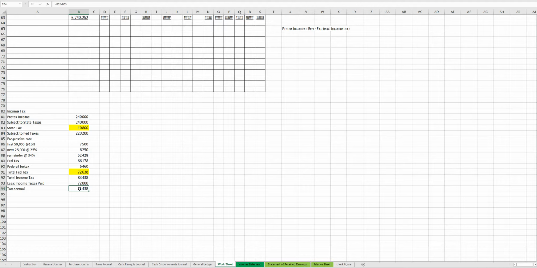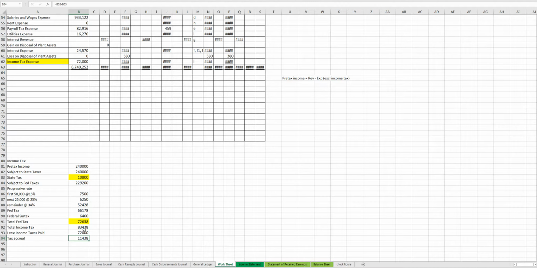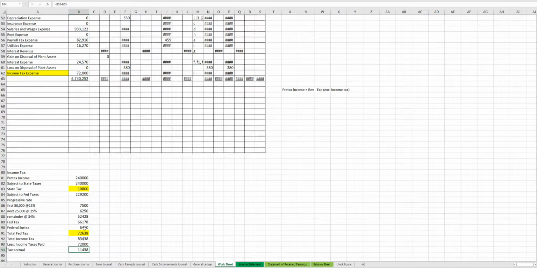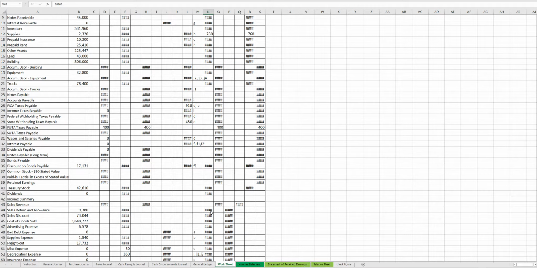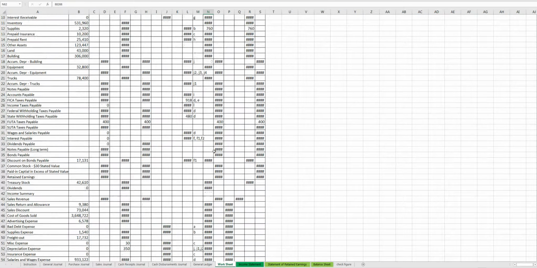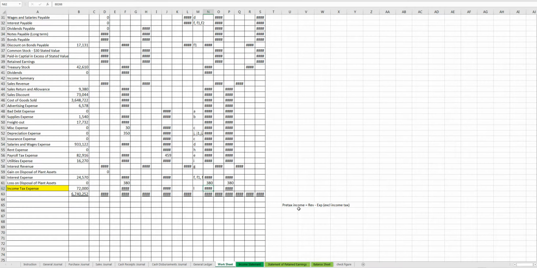This should also be recorded in the adjusting journal entries. So this is how we figure out my adjusting journal entries for income tax, and the total income tax we use in the adjusted trial balance. So what is my net income? Net income equals pre-tax income minus income tax. That is how we get the net income.